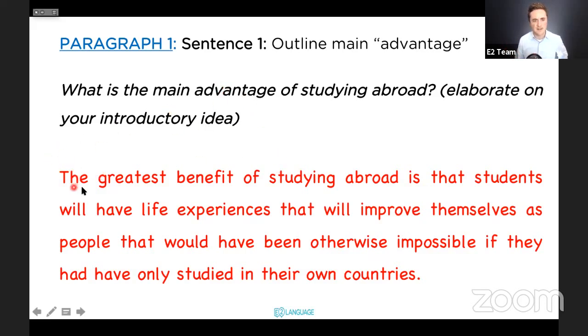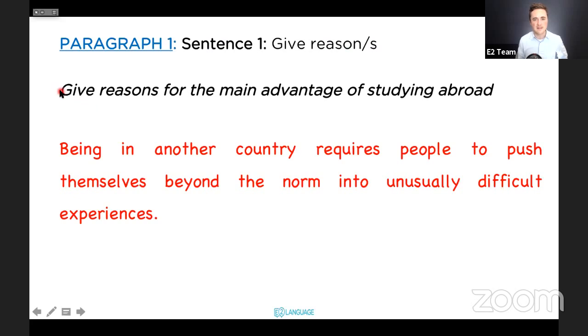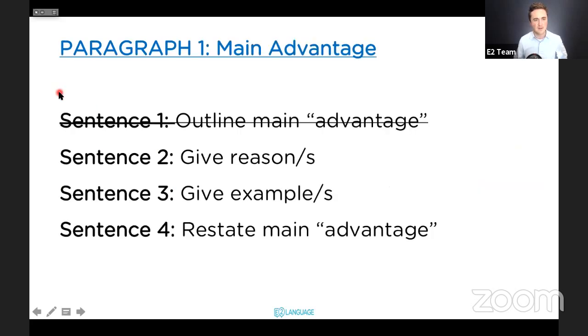What's the main advantage? Well, life experiences that will improve themselves. People will have life experiences that will improve themselves. That's my main advantage there. Now I need to give reasons why these experiences will improve themselves, or you give reasons why studying at some universities will lead to a better career. You need to give reasons why. So now you need to answer why. Give reasons for the main advantage of studying abroad.